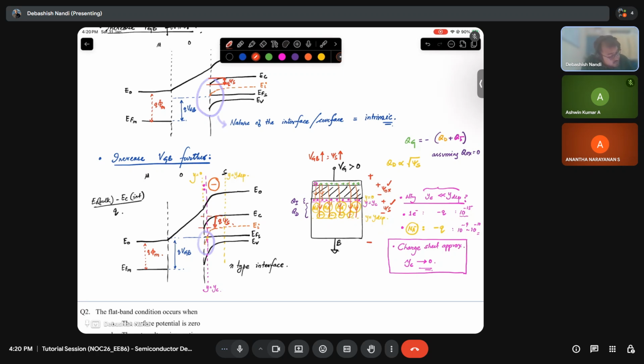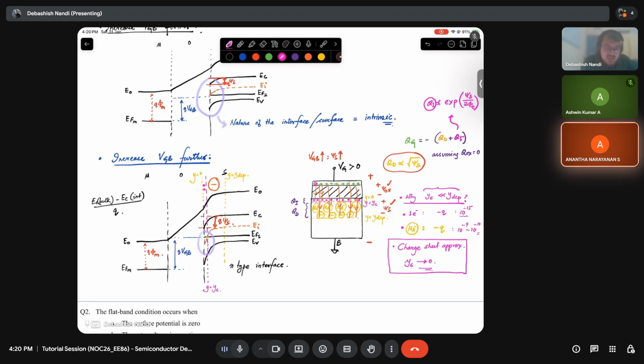So this QD is proportional to psi s, but your QI is proportional to exponential of psi s, by some normalization constant, right? Now if psi s increases, which quantity will start to dominate, QI or QD? Sir, QI. QI will start to dominate, right?